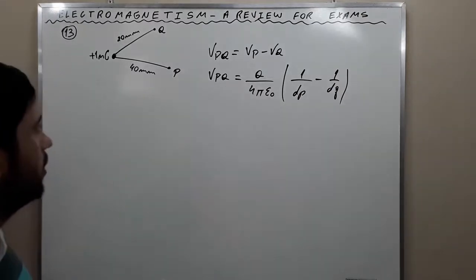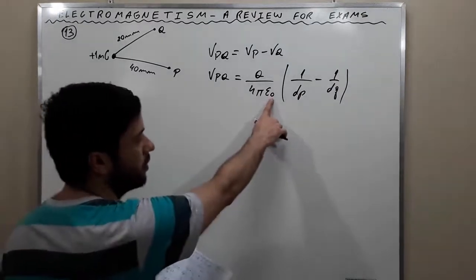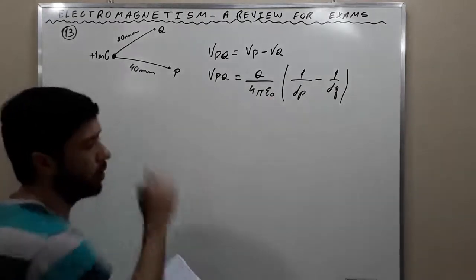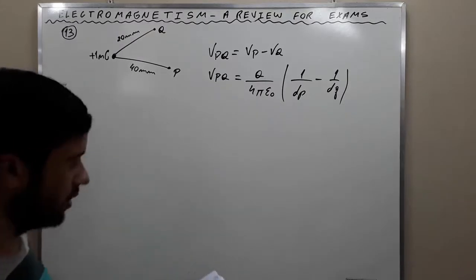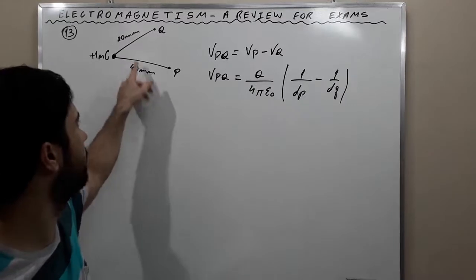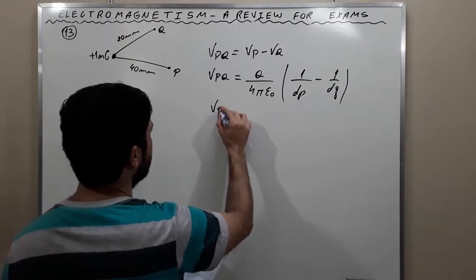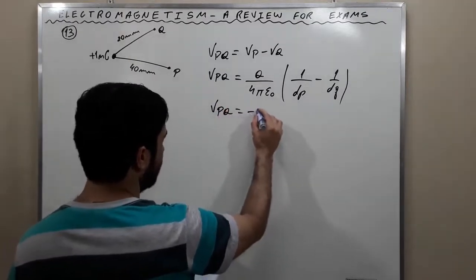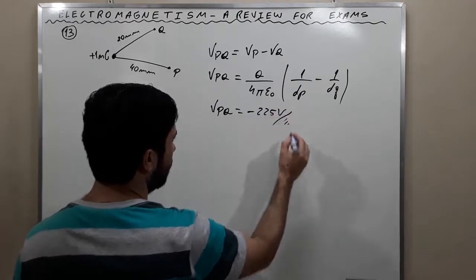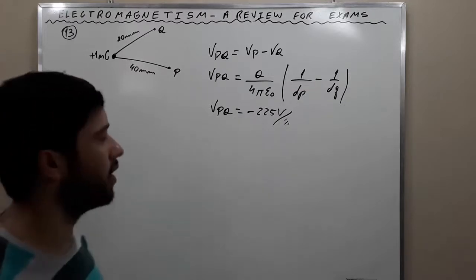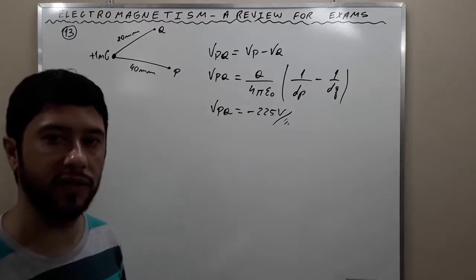Okay, the exercise gave this permittivity. The exercise gave the charge, 1 nanocoulomb, and the exercise gave the distances 40 millimeters and 20 millimeters. And applying this in the expression, we get that the potential difference between them is negative 225 volts. Okay? Very simple exercise 13. Let's go to exercise 14.